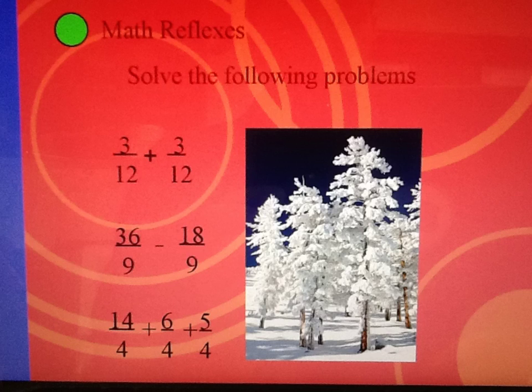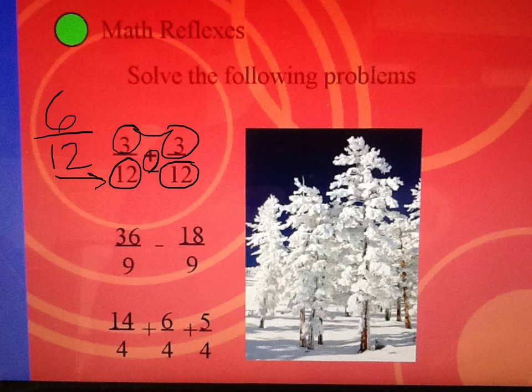ahead and discuss them. Whenever we are adding fractions, we need to make sure that we have a common denominator. In this case, we have 12 and 12, so that is in common. So the denominator is going to stay the same. Then you are going to add your numerators, since we're doing addition here. So 3 plus 3, which is 6.